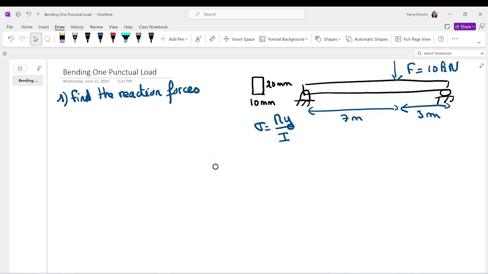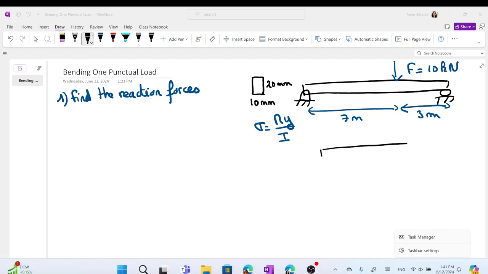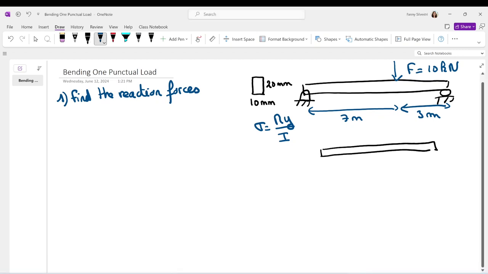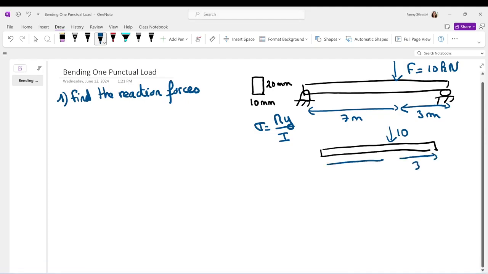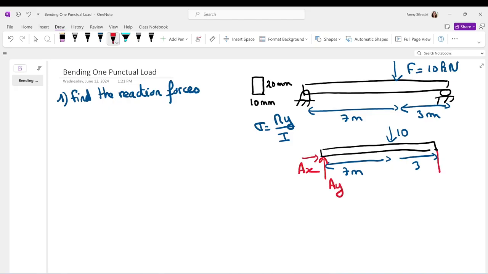Okay, so we have the free body diagram like this. We have the force F, that is 10. We have the distance 3. We have the distance 7 meters, and we will have a pin connection. I'm making red my unknown. So this is my AY, my AX, and this is my, let's call that BY, but you can call that also N because it's normal, but let's call that BY. And I will add the letters A and B.